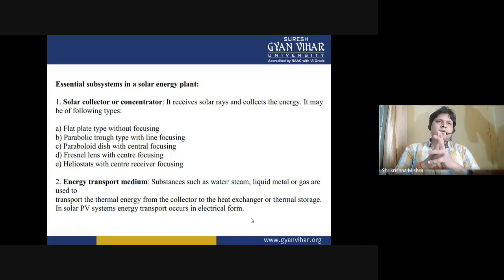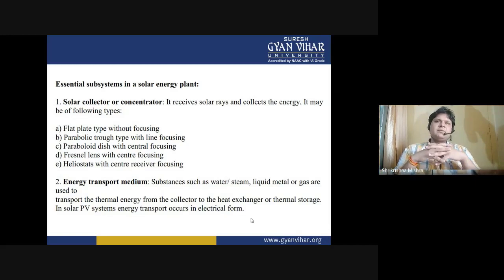First, you will need a solar collector or concentrator. The reason is that, as I have told you, we receive solar energy on the Earth's surface in very dilute form, and the density is less. So, in order to trap the solar energy, we use collectors. That collector works like the atmosphere around us, which allows the infrared radiation to enter inside, but does not allow it to go outside the collector.